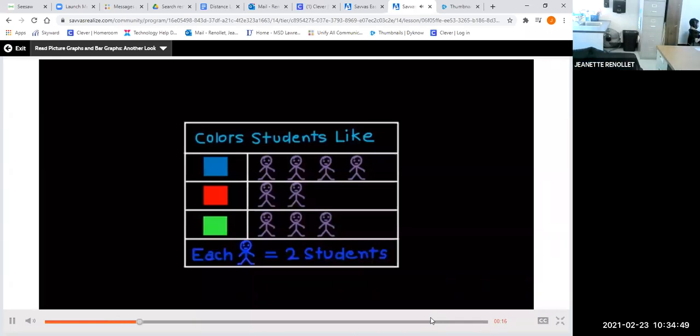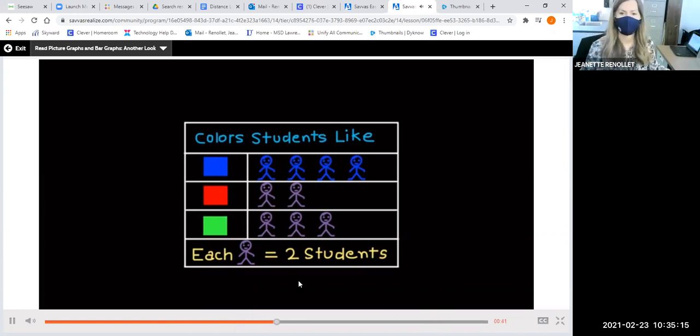Look at the bottom of the graph. It shows the key. The key is just what each picture or symbol represents. Each stick figure represents 2 students. So, how many students list blue as their favorite color? 4? Not so fast. Each stick figure is 2 students. So 8 students like blue.